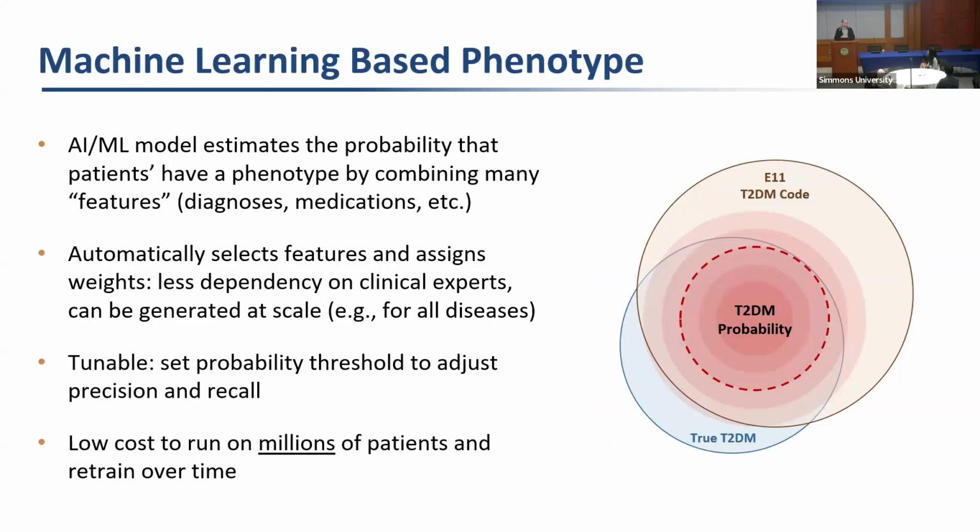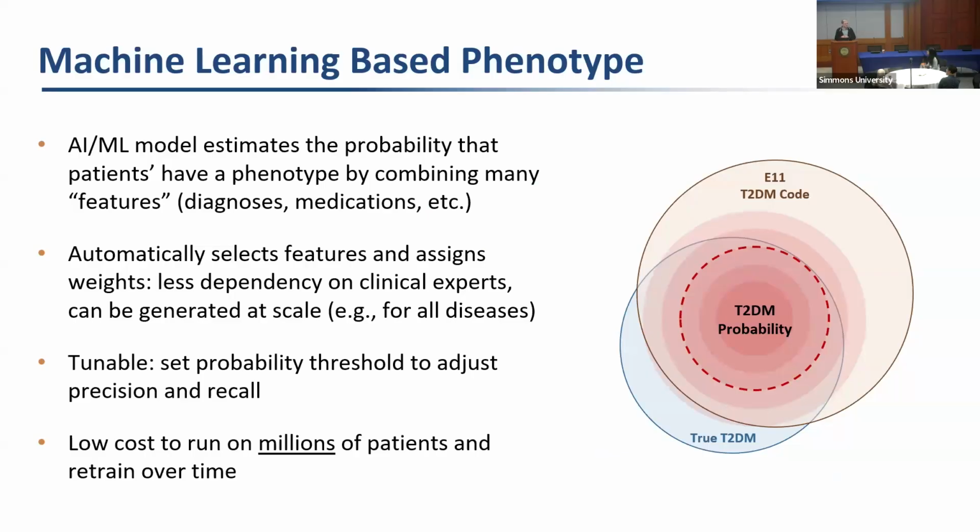Again, we're using machine-based phenotype. So here we're selecting a set of features automatically from the chart, assigning weights to these to come up with a score or probability that the patients have the condition. You can create a tunable threshold for deciding whether or not you want the patients to be in your model and tune the precision and recall.